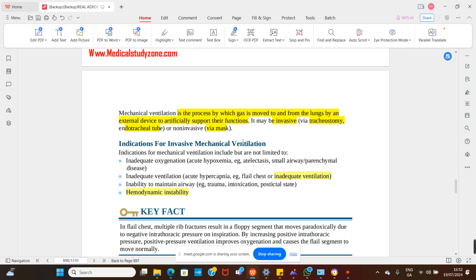Our what? Anybody? Who knows? NIPPV. BiPAP, yes, CPAP. So our BiPAP and our CPAP. So what are the indications for mechanical ventilation?